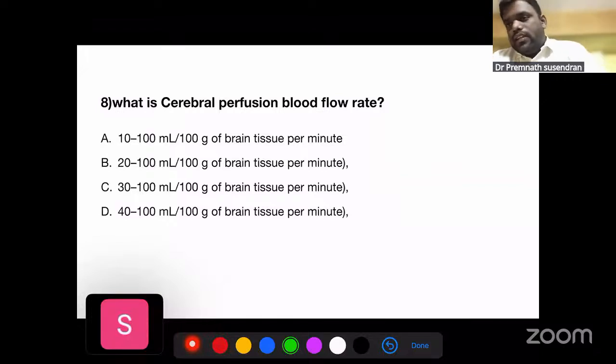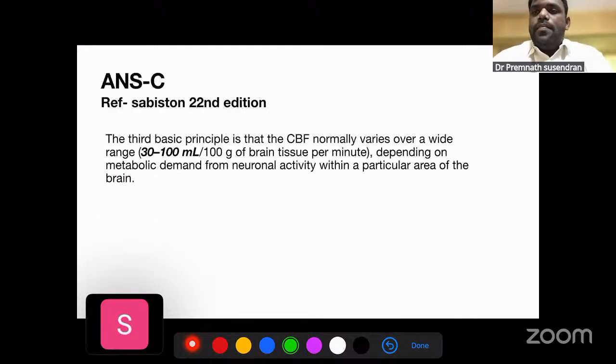So next, a direct numerical question that is asked from Bailey: what is the cerebral perfusion blood flow rate? Okay, so this is a direct question. The cerebral blood flow rate is 30 to 100 ml per 100 gram of brain tissue per minute. This is the normal value. The principle is that cerebral blood flow normally varies over a wide range of 30 to 100 ml per 100 gram of brain tissue per minute, and it mainly depends on metabolic demand from the neuronal activity in a particular area of the brain.